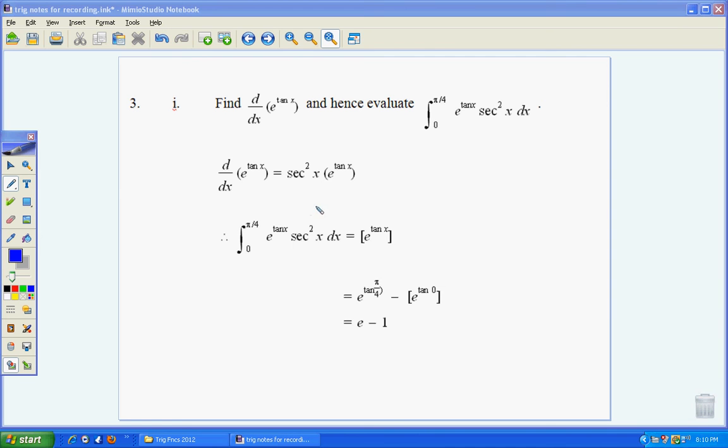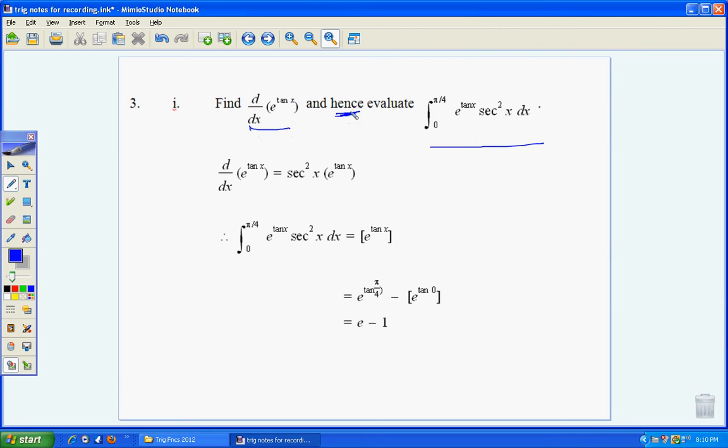Okay, the next question, what we want to evaluate is this expression. Now, we will never have to integrate that one by itself. That's an Extension 2 type problem by itself. But with the first part taking the derivative, we can take the derivative there. And remember, hence means use what you've just done to evaluate this one.